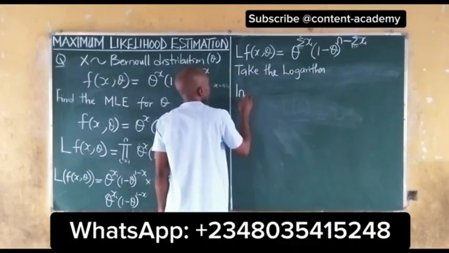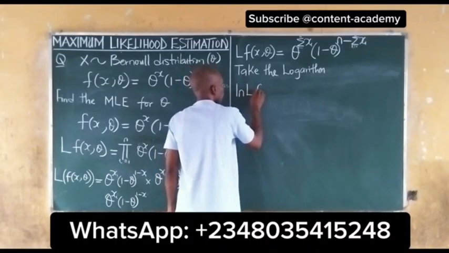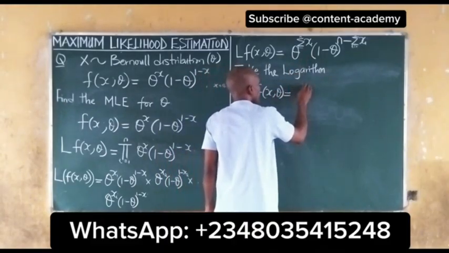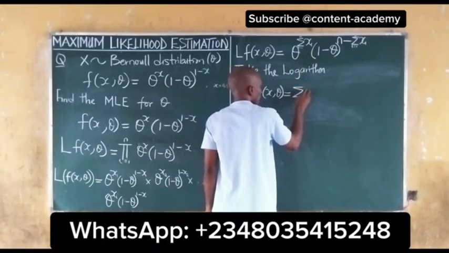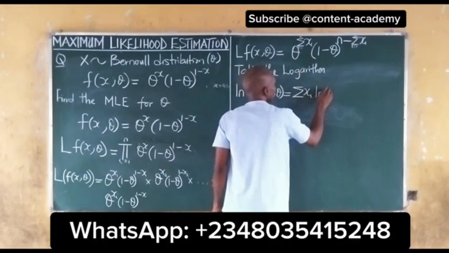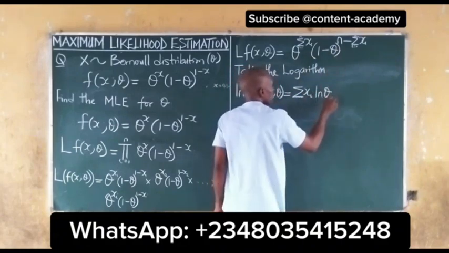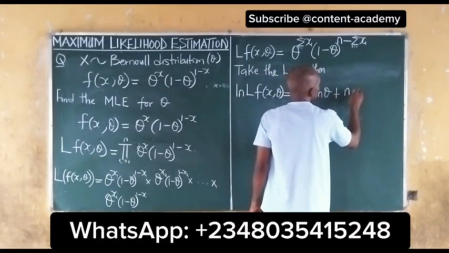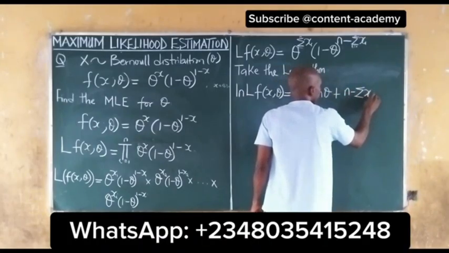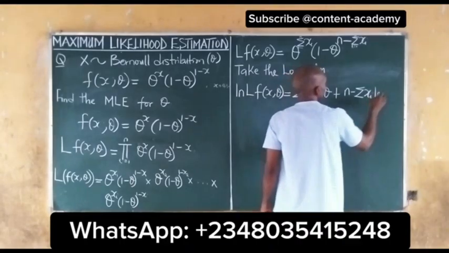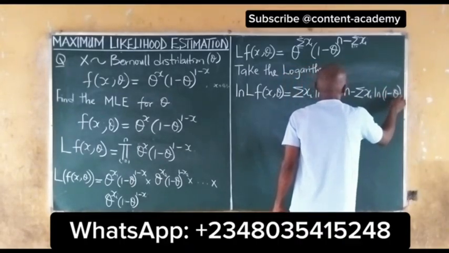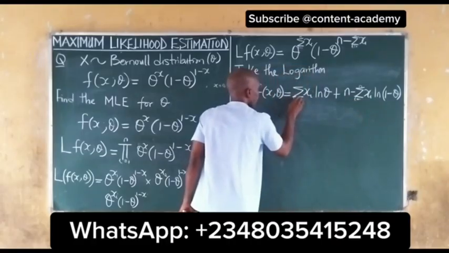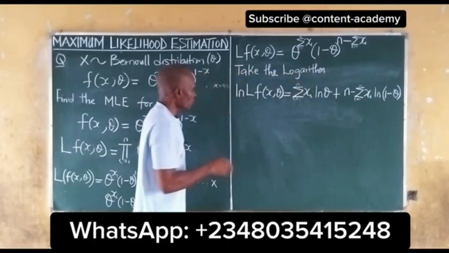So if we are taking the log, we have our likelihood function of our given distribution equal to, if we take the log of this, of course, this will give us summation of x times log theta. If we take the log of this, we have plus n minus summation of x times log 1 minus theta, as i running from 1 to n. So this is what we get.